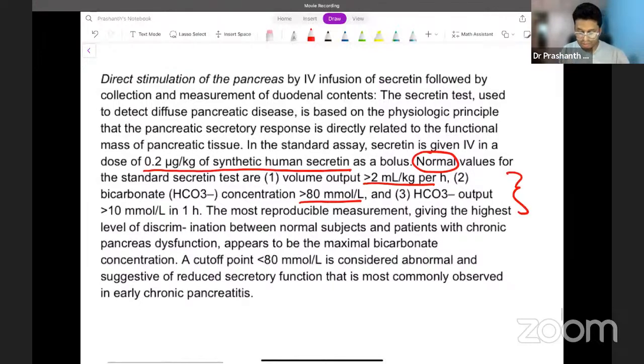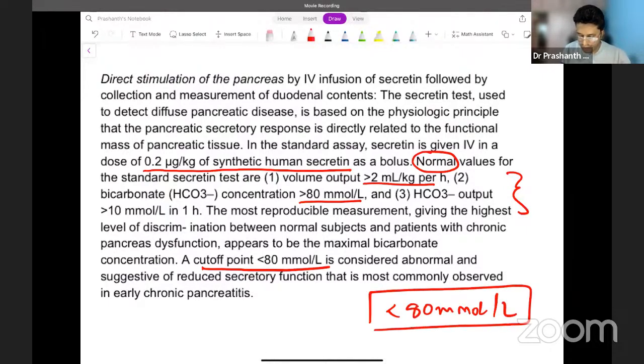The most reproducible, it is quite a good test. It's the repeatability and is possible. And the cutoff of less than 80 is considered abnormal and is suggestive of reduced secretory function that is most commonly observed in early chronic pancreatitis. So less than 80 millimoles per liter concentration of bicarbonate is the key word that you should look for while you are assessing a patient with early chronic pancreatitis. And this question is asked.